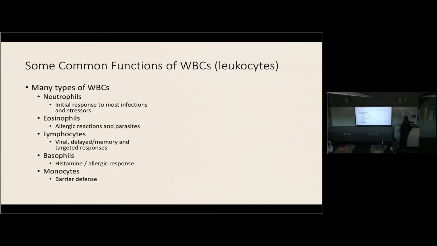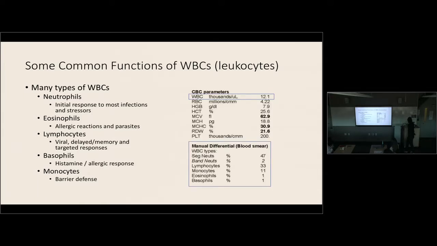And then basophils and monocytes have other specific functions that are less relevant, but basophils are responsible for a lot of our histamine release and allergic responses. And the monocytes are these large phagocytosing cells that live in the barriers that we have, like the gut or the skin, helping defend against pathogens that come through. I'll talk more about these, but that's the main overview.